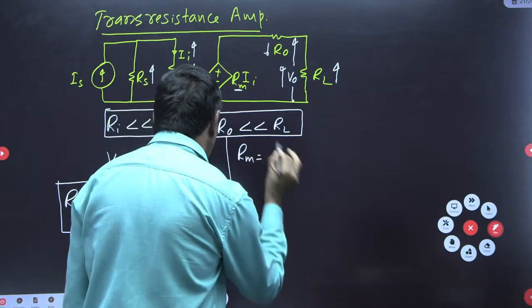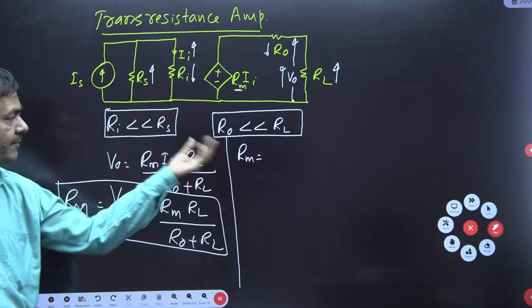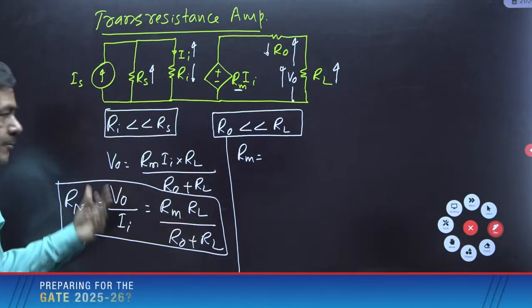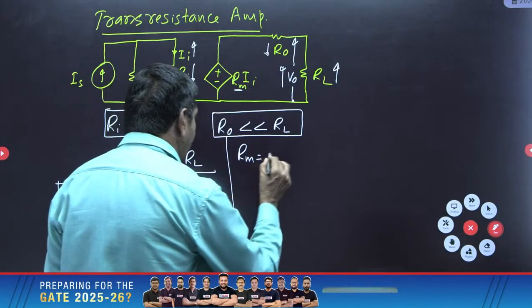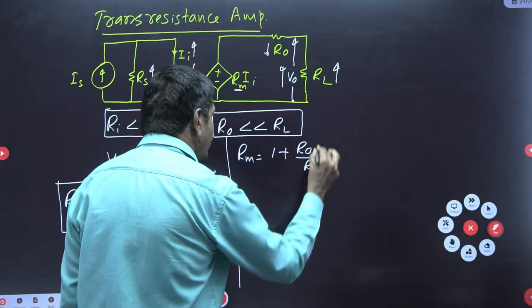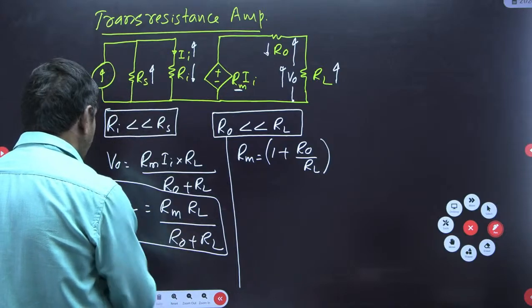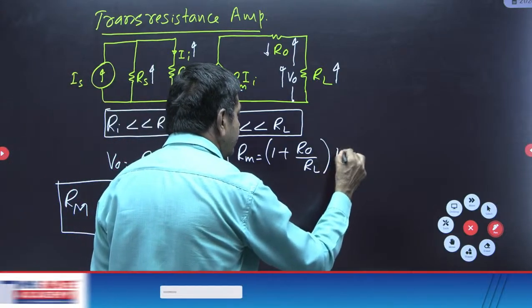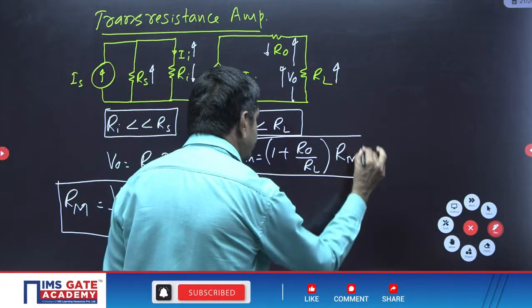if you are asked Rm in the problem, you will find 4 options. Just do the analysis like this and you will get it. In 2 steps you are getting the answer. It doesn't take more time. Rm equals RL divided by RL, 1 plus R naught by RL, into capital M. This is small m, I can write.